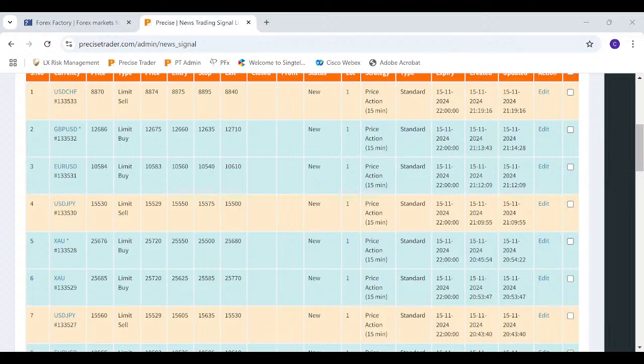Okay, so let's wait. We have 7 more minutes. While we are waiting for the 7 minutes, let's see if there are any other protections we need to do. Okay, the euro and dollar yen look promising. And also gold looks promising.